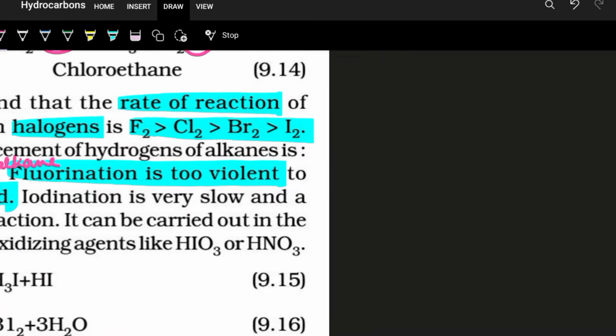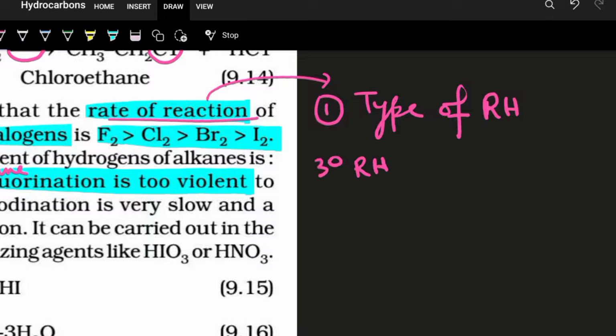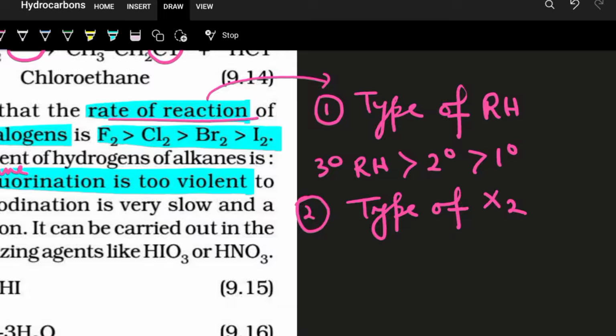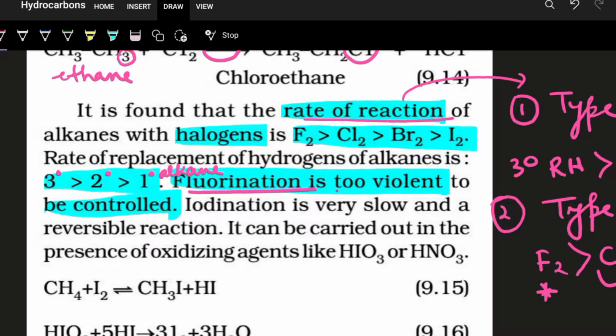So number one, the rate of the reaction depends on the type of alkane. If it is a 3 degree alkane, the rate is greater than a 2 degree, than a 1 degree. And number two, it depends on the type of halogen which you are using. The rate of the reaction is fastest for fluorine, then for chlorine, then for bromine, and then for iodine. But these are the two things which you will use. This you cannot use, and this also you cannot use, for these reasons. Fluorination, being a very fast and very violent reaction, you cannot control.